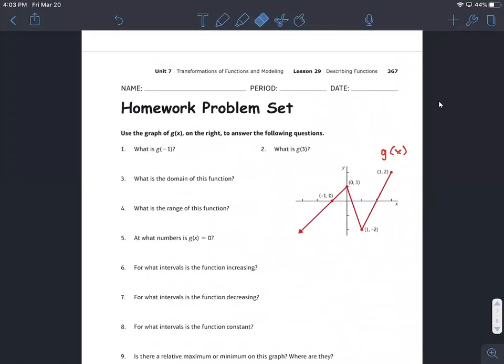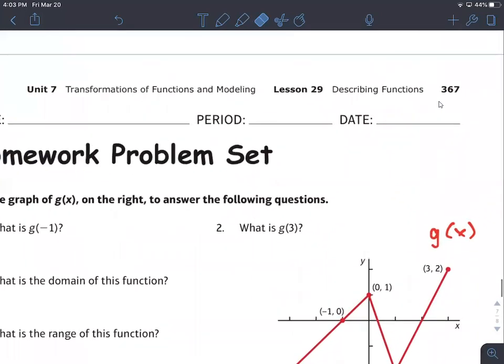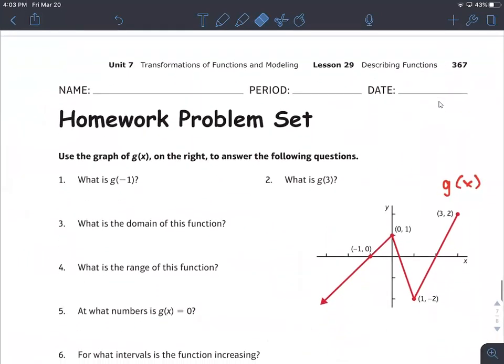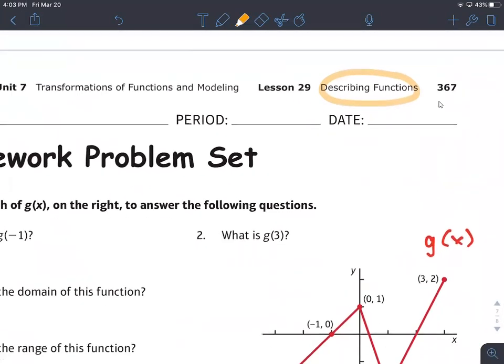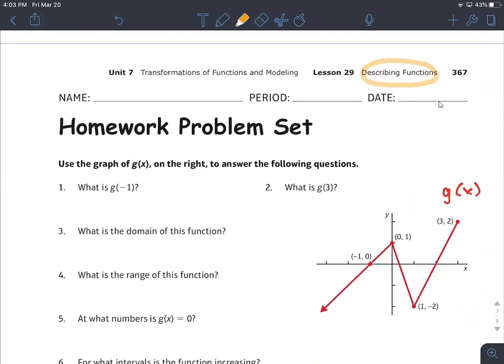We are in lesson 29, looking at page 367. In this lesson, we were working on describing functions. We were describing functions based on their visual with specific words like domain and range, increasing, decreasing, and constant intervals. Increasing intervals are when the graph is going up, kind of like a positive slope if we want to view it like that. Decreasing would be the opposite, when it's going down to the right, like a negative slope. And then constant would be where it's not changing, aka a flat line.